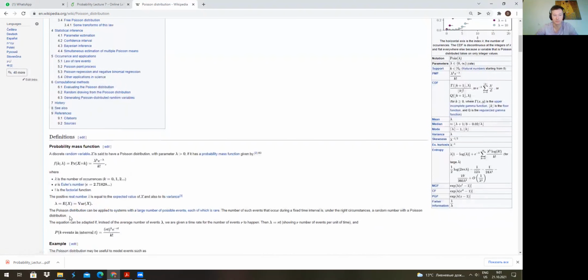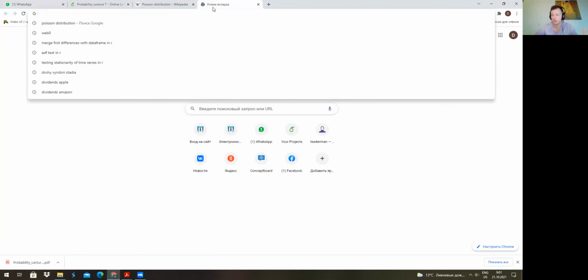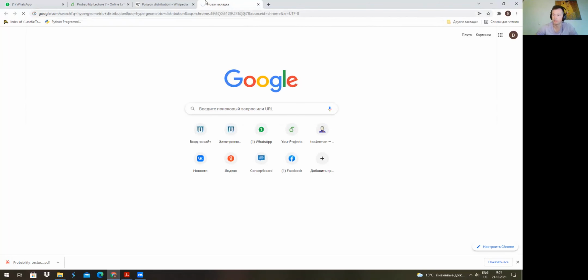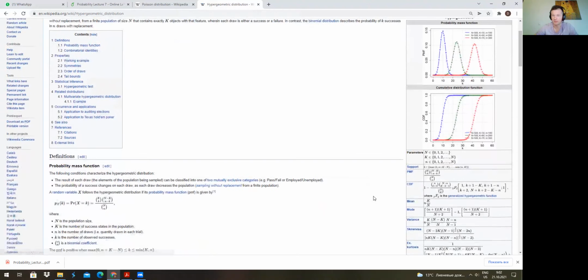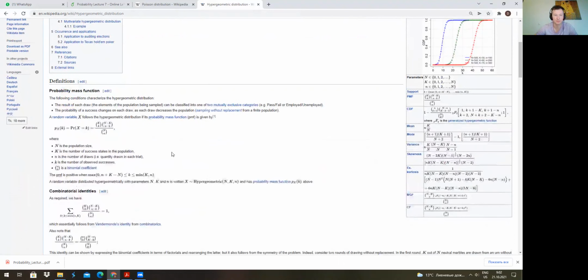So if you need to know how to calculate the expected value of some given distribution, you can simply Google it. It's available. Or, for example, the hypergeometric distribution, the most exciting one. Here you will also find that the mean equals n times K over N. It's the expected value.